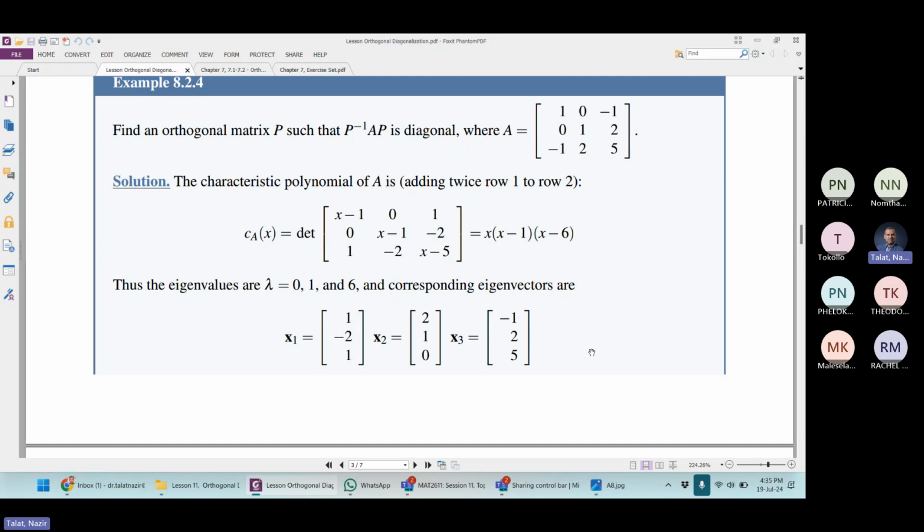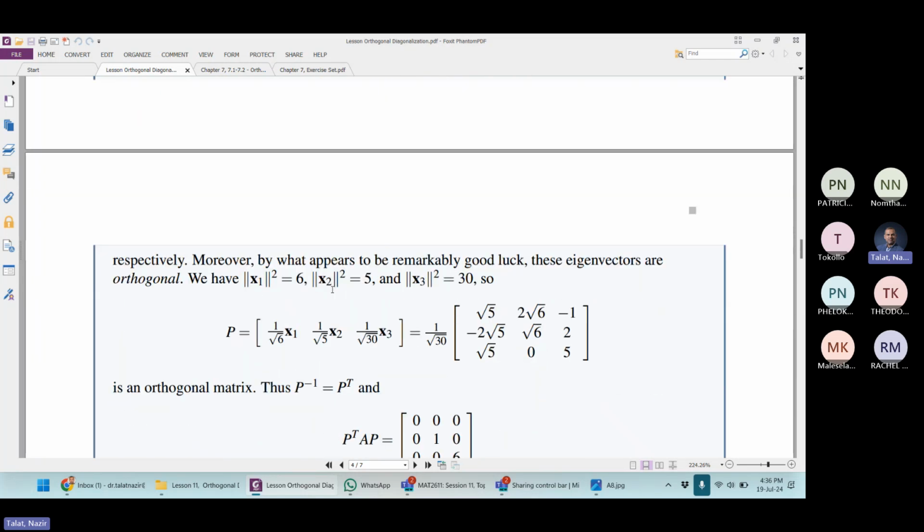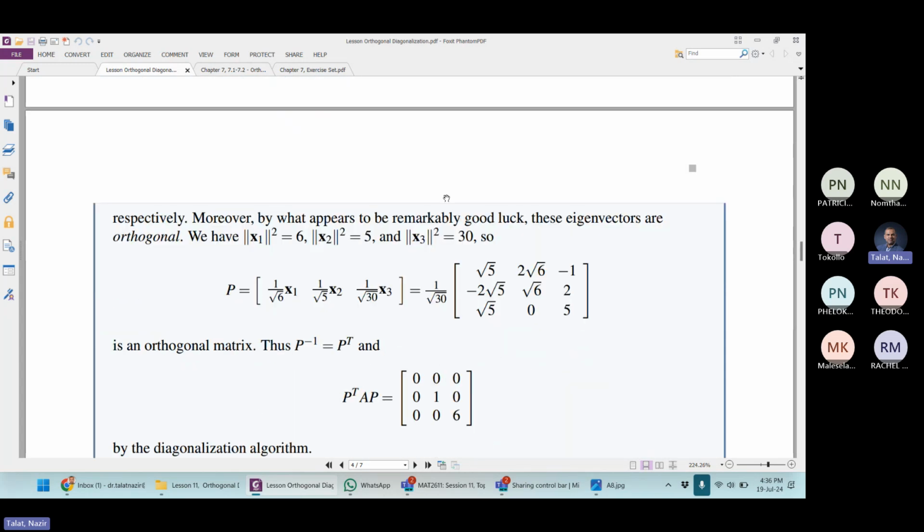You can check it. Now, they are already orthogonal, but we need orthonormal. For the matrix P, we always need orthonormal vectors. Normal means the norm of each should be 1. So what we need to do is take the norm of each vector, calculate the norm square, and then just divide each entry by its norm. After writing them as columns, we will get the matrix P. So this is the matrix P.